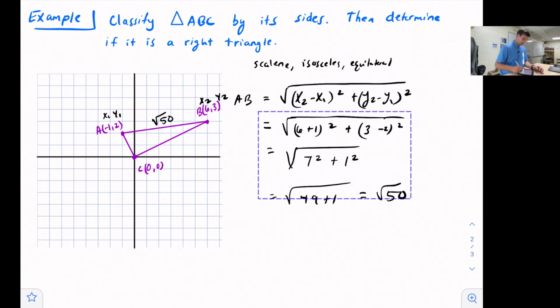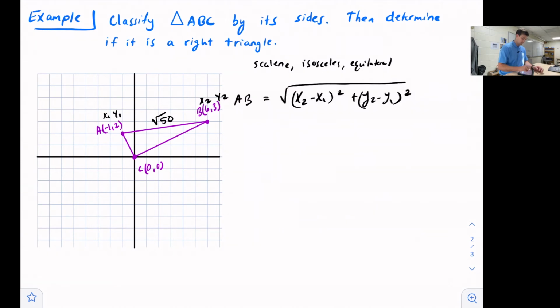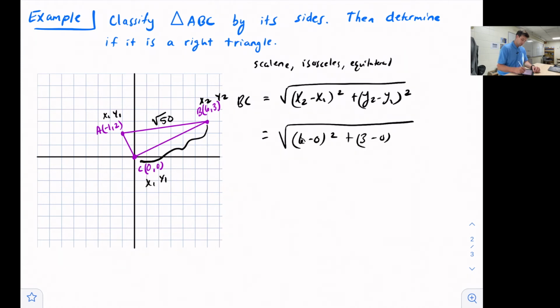And now let's take this information away so we can do the distance of two other points. So now let's do the distance from B to C, okay? So B to C, change up our letters there, and let's write our distance formula. Okay, so now let's let x1, y1 be 0, 0. So we're still working with 6, 3. So we're going to do 6 minus 0 squared plus 3 minus 0 squared. So a little bit easier on this one for our distance formula. So we get 6 squared plus 3 squared.